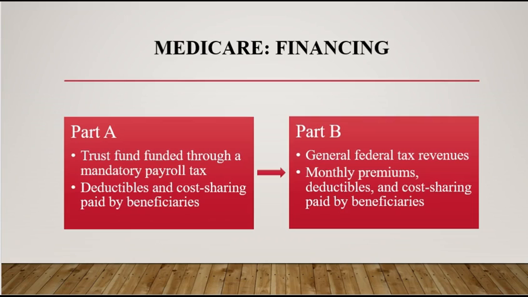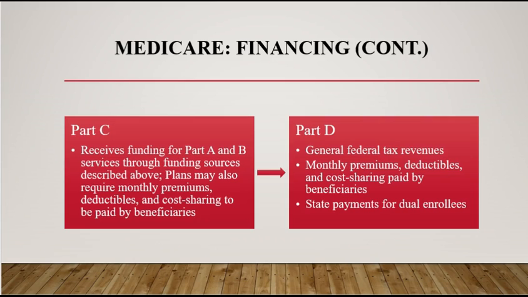Now, it's financed through a trust fund that's funded through a mandatory payroll tax, and deductibles and cost sharing are paid by the beneficiary. Then you have Part B, which is the supplementary medical insurance. Now, this portion of Medicare is a voluntary program financed partly by the general tax revenues and partly by required premium contributions. Now, it is estimated that beneficiaries bear approximately 25% of the cost of premiums. Generally, taxes subsidize the remaining 75%.